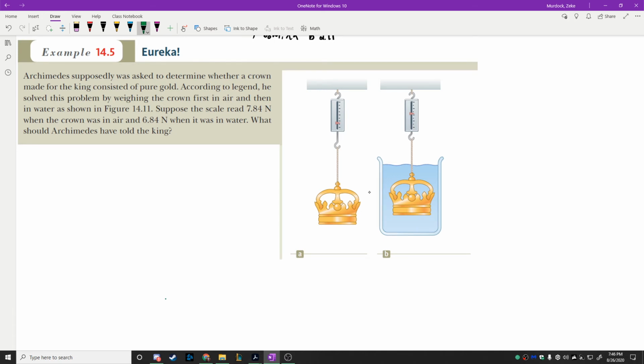So it's telling us the scale reads 7.84 newtons when the crown is in air, right? So that's obviously this picture right here. This is basically reading 7.84 newtons here, and it reads 6.84 newtons over here. So let's look at this one on the left. What would the forces acting on this crown be? Tension and gravity, that's exactly right. So tension acting upwards, and the weight of the object acting downwards like this.